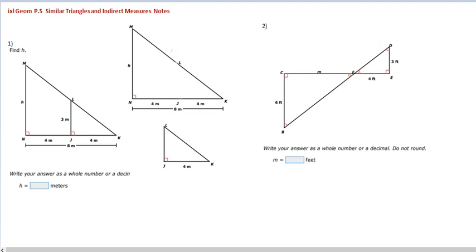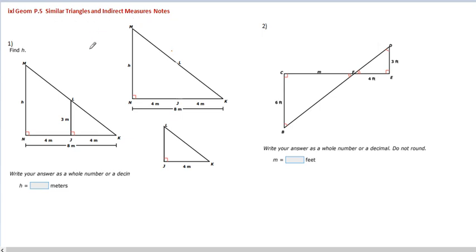We are going to be going over IXL Geometry P5. The IXL for this section is more with similar triangles and some indirect measurements.